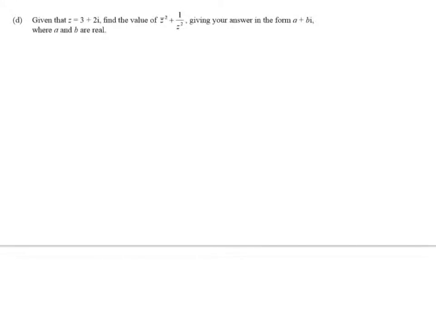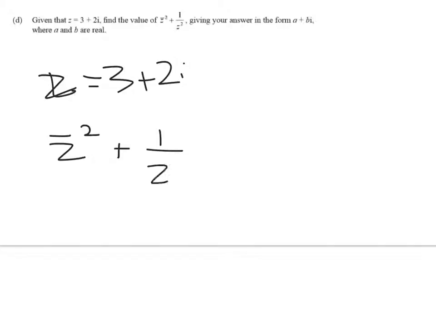Alright, the first question is a merit question. We're given a complex number z, in rectangular form. So z is equal to 3 plus 2i. We have to figure out the value of its conjugate squared plus 1 over z squared. Nothing particularly tricky about this, we've just got to get on with it. I'm going to do that in a couple of separate steps.